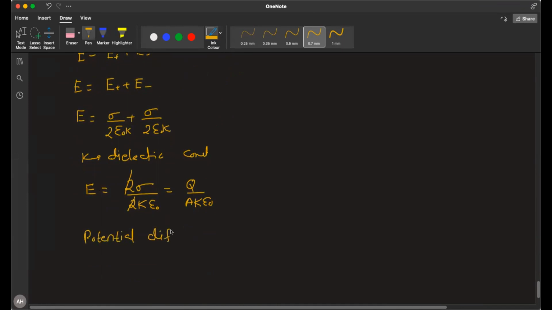You can also calculate the potential difference between the plates. The potential difference between the plates is nothing but E into D, where E is Q by A K epsilon naught. What was the expression of potential difference in the previous case? What is the relation between field and potential difference?